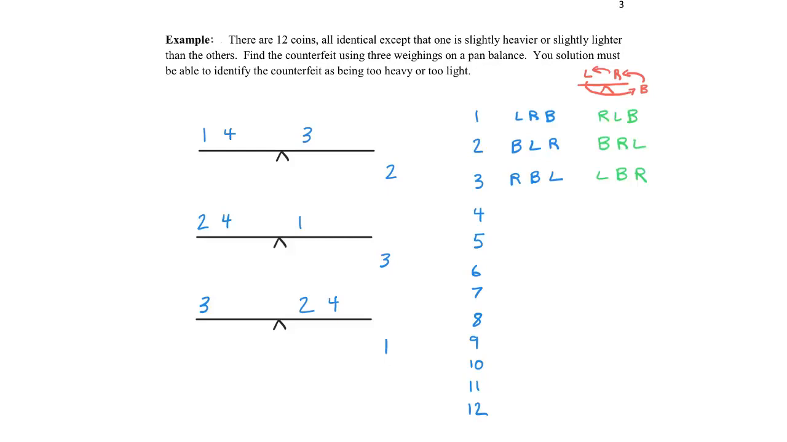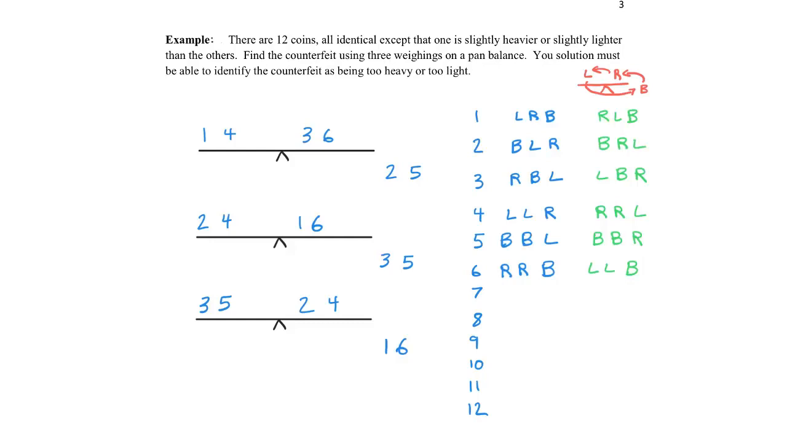So 4 shifts to 5, 5 shifts to 6, and so on for each weighing. Now let's write down the responses that the scale gives if either coin 4, 5, or 6 is the counterfeit coin. Okay, now we'll repeat the process for coins 7, 8, and 9.